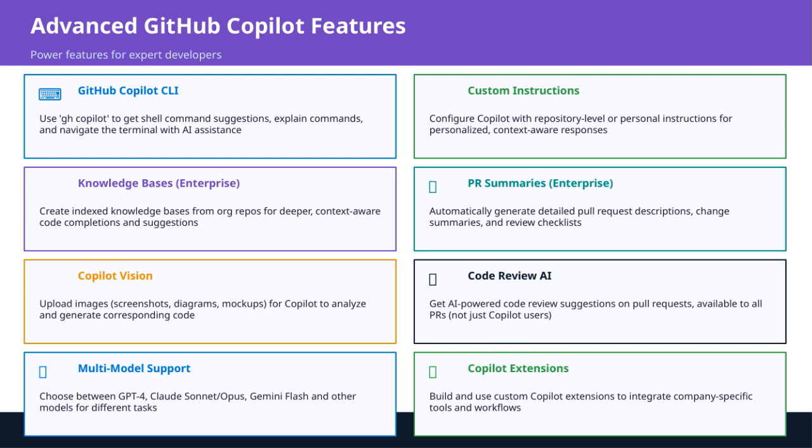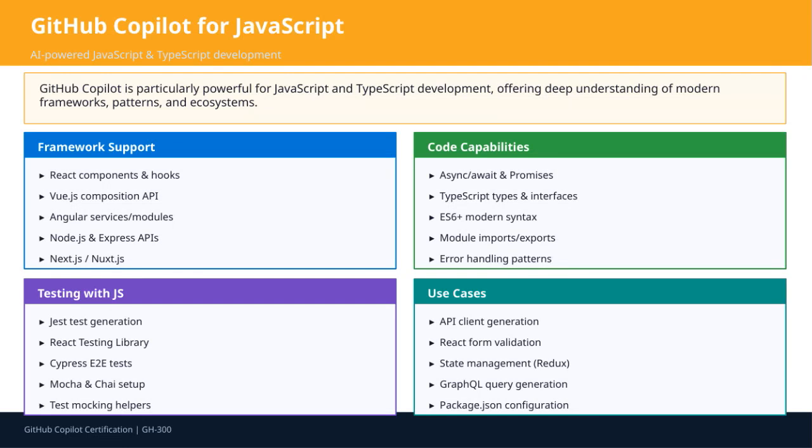GitHub Copilot is a game changer for JavaScript and TypeScript developers. It leverages AI to understand modern frameworks, coding patterns, and the overall ecosystem deeply, making development smoother and more efficient. For instance, it offers strong support for popular frameworks like React, including components and hooks, Vue.js with its composition API, Angular services and modules, as well as backend technologies like Node.js and Express APIs. It even handles frameworks like Next.js and Nuxt.js with ease.